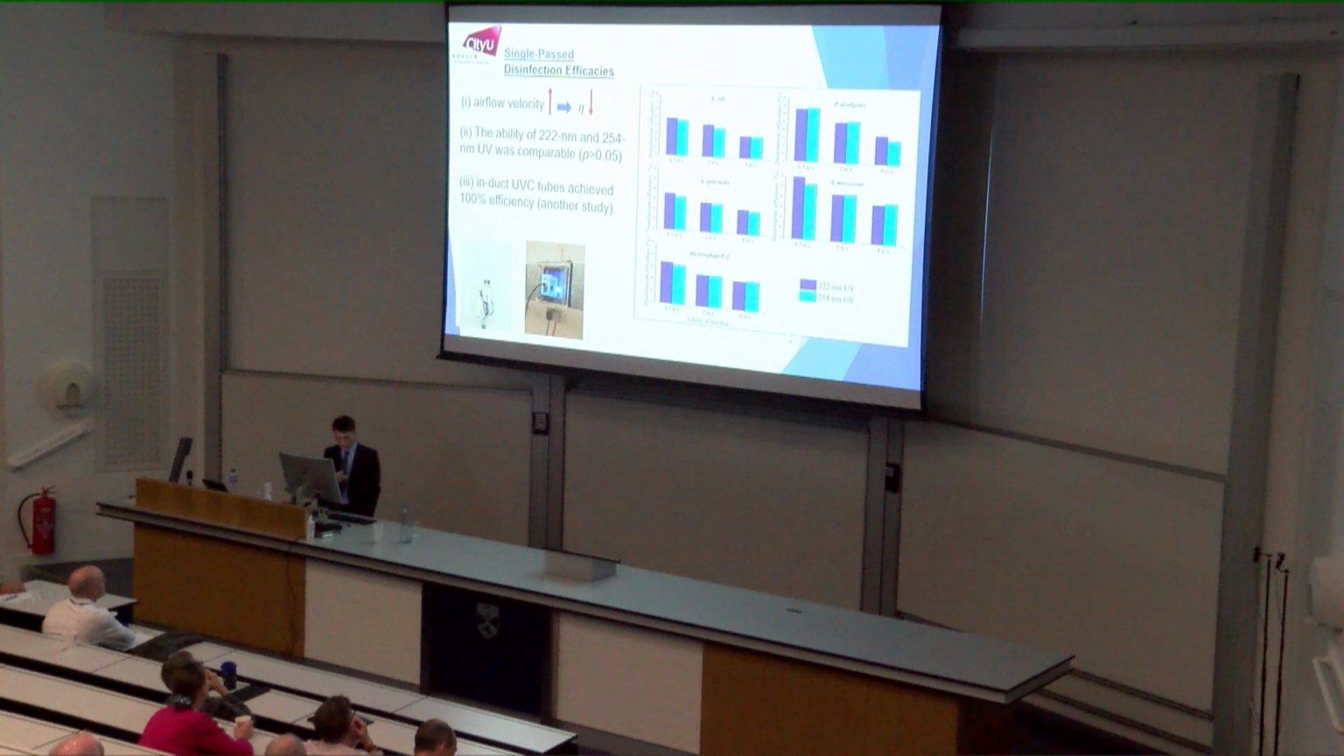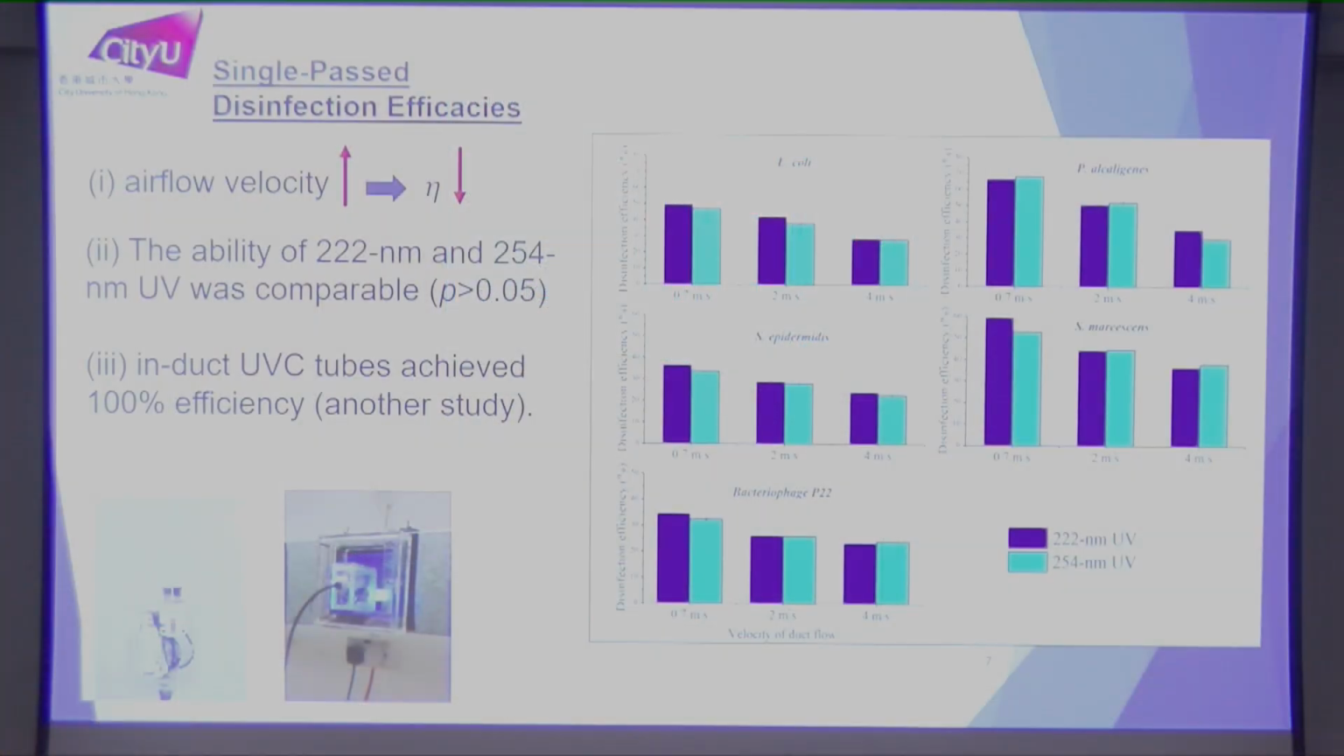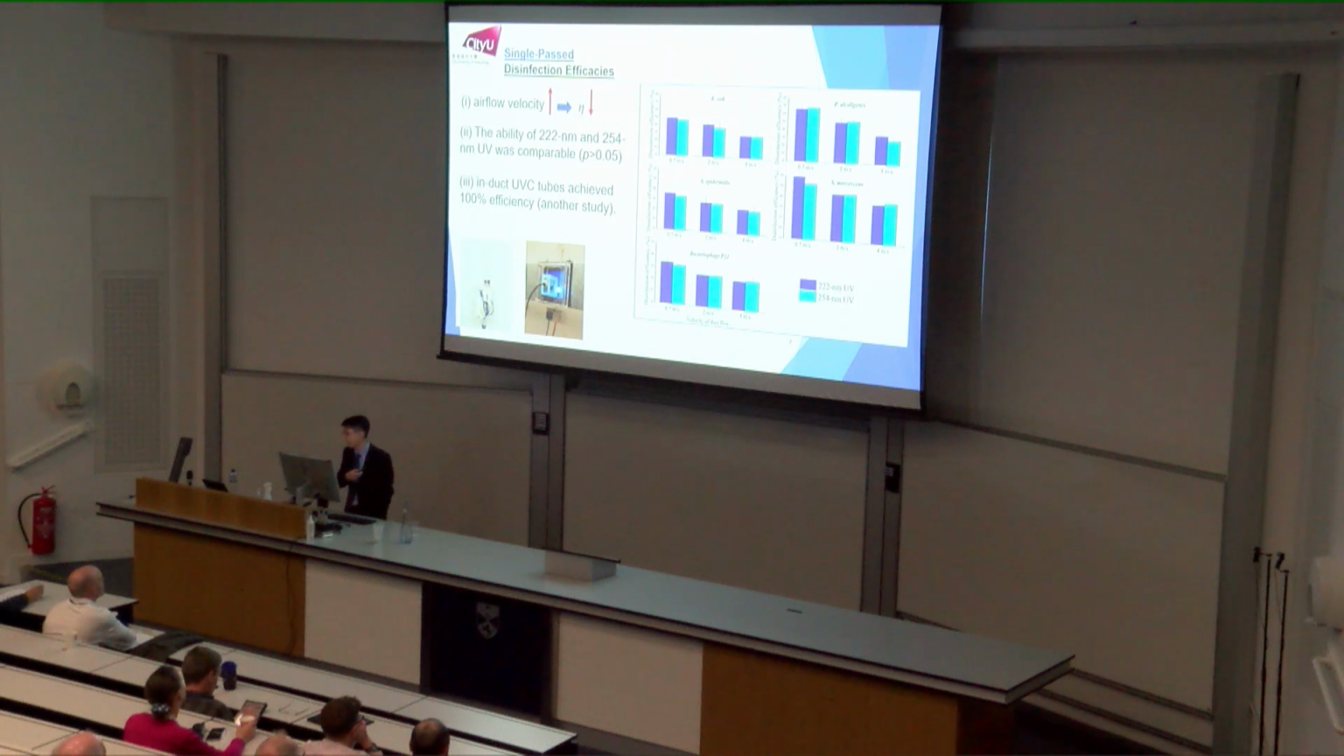So here are the results. As we know, when the velocity increases, the contact time decreases. That's why in general the efficiency decreases. You can see from here, I tested 0.7, 2 to 4 meters per second. They are quite practical for a real ventilation duct. You can see all are decreasing, as I mentioned, because the dose decreases. And at 0.2, at least from this result, 254 and 222 are doing comparatively well. That is good news. Now, you may argue, oh Alvin, why is the efficiency only 50%? That is not high.